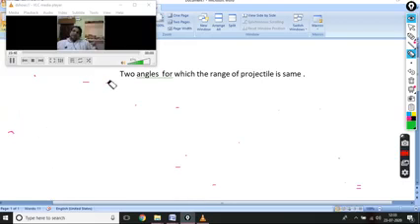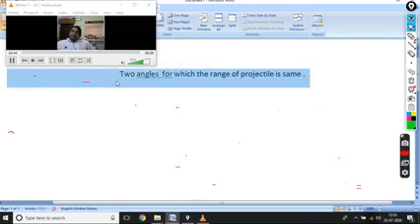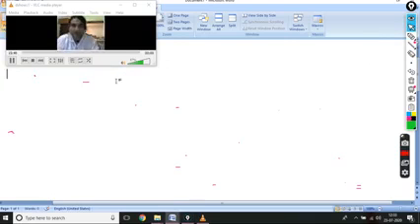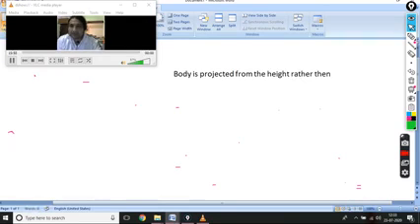What I mean is, when a body is projected from a height rather than from the ground. Okay, let's solve this problem.